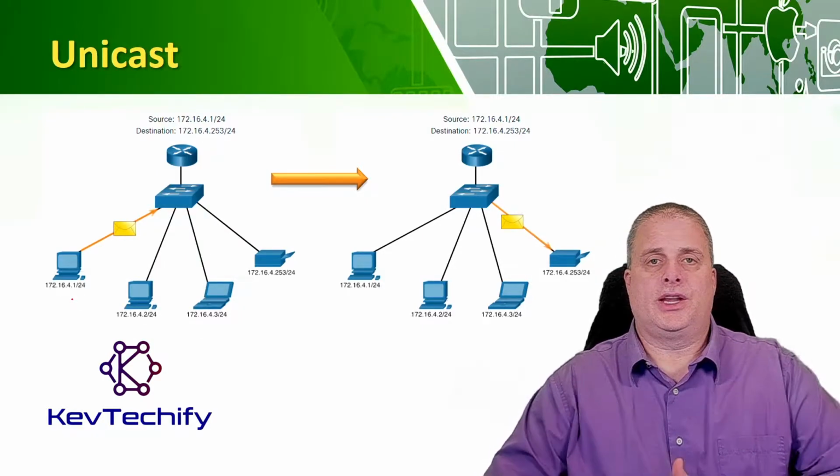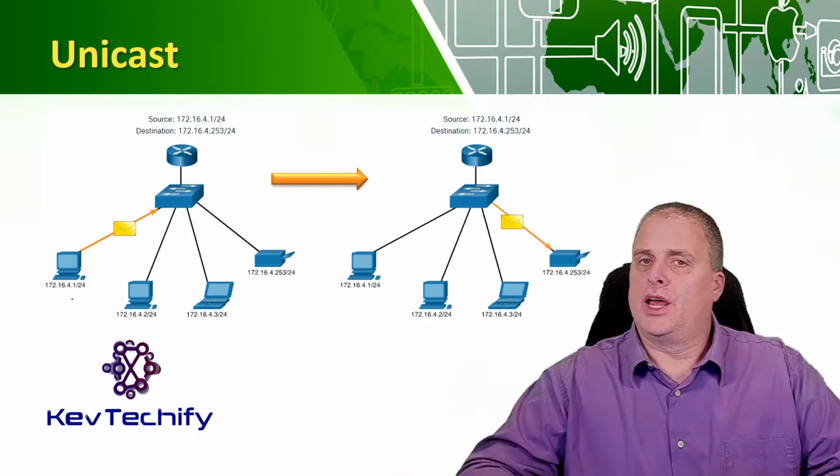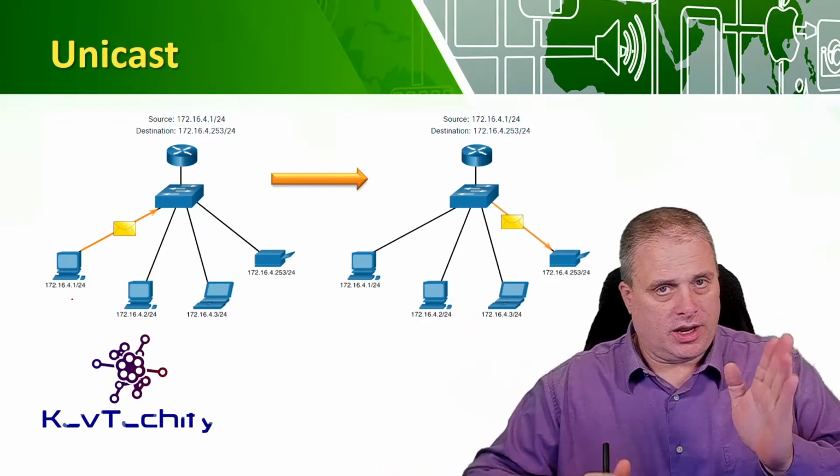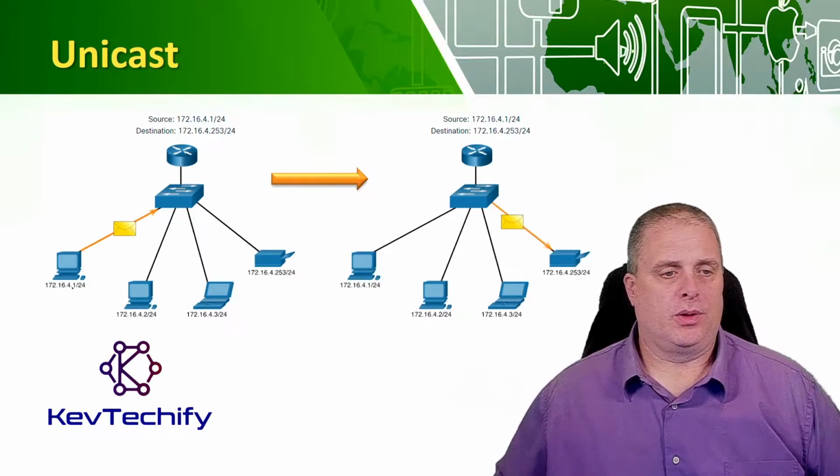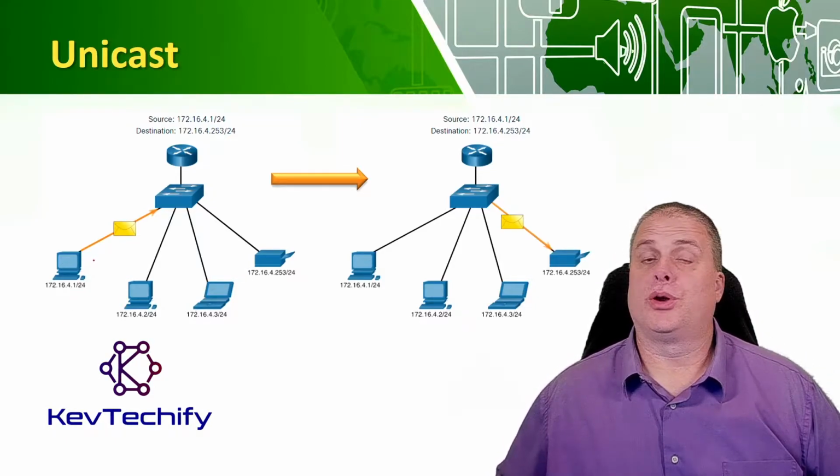Unicast is a communication that goes from one device to another device. It just has two devices, a start and an endpoint. Here in our example, we have a computer. This computer wants to print out a document.